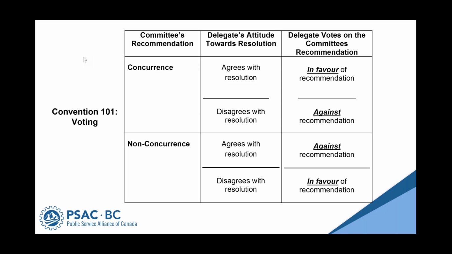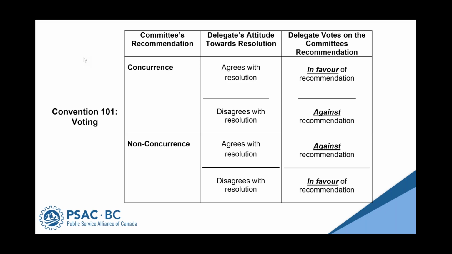If the committee's recommendation is that of concurrence and you disagree with that recommendation, you say, no, I don't agree with this at all, then you disagree with the committee's recommendation of concurrence, and then you would vote against their recommendation. So they're recommending to accept this, you're saying, I don't want to, so I would vote against it.